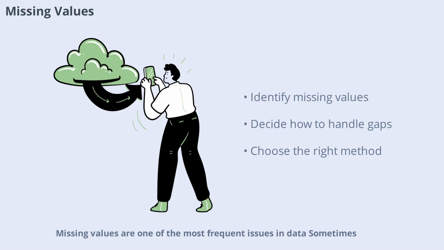Missing values are one of the most frequent issues in data. Sometimes information just isn't available or it gets lost during collection. These gaps can cause problems in your analysis, especially if you're calculating averages or totals. There are several ways to handle missing values, such as filling them in with estimates, removing the affected rows, or using advanced techniques like imputation. The right approach depends on your data and the analysis you plan to do.